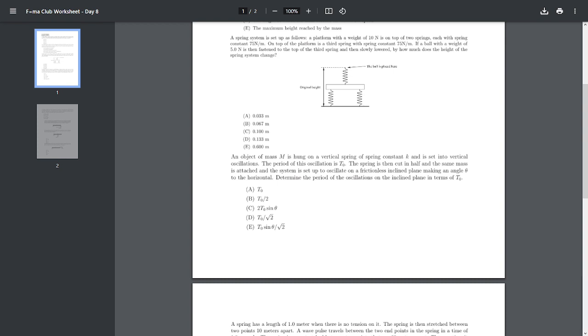Each with spring constant of 75 newton meters, right? All right. And so a third spring on top, also with a spring constant of 75 newtons per meter, and a ball with a weight of 5 newtons is placed on top of this system, and it's asking for how much the height changes for the spring system.